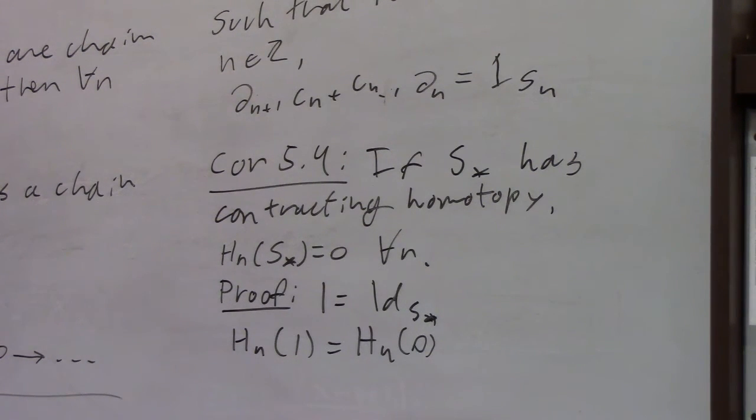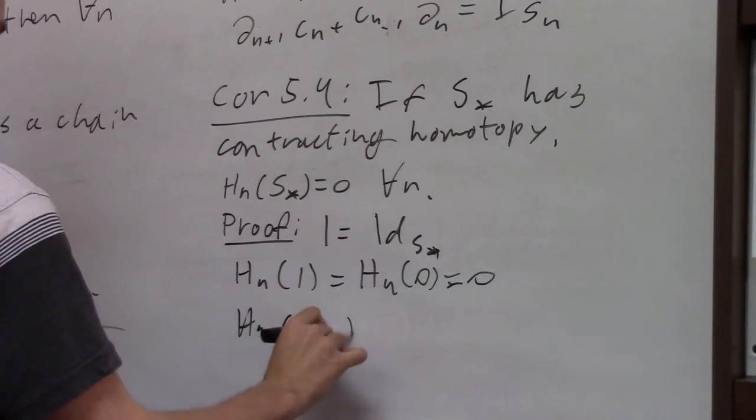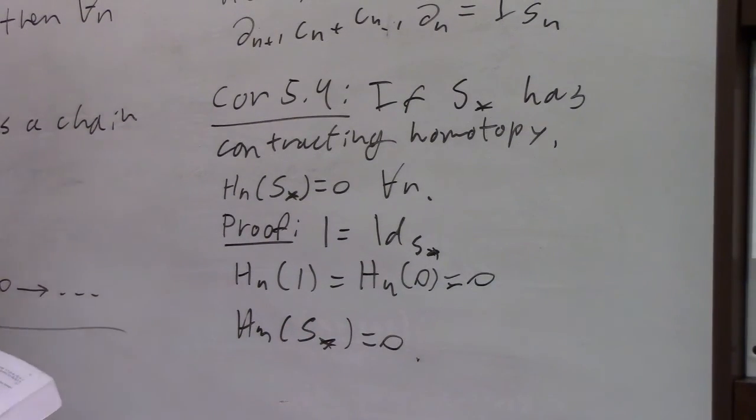So, since the identity is equal to the 0 map, because this has to be 0, the only way that would be possible is if h n of the complex itself is equal to 0.